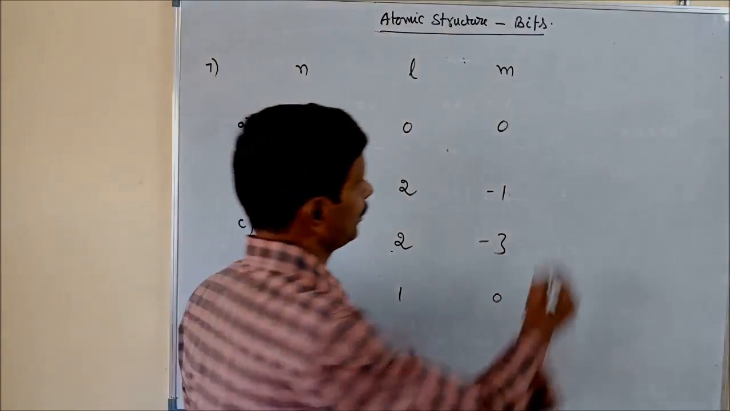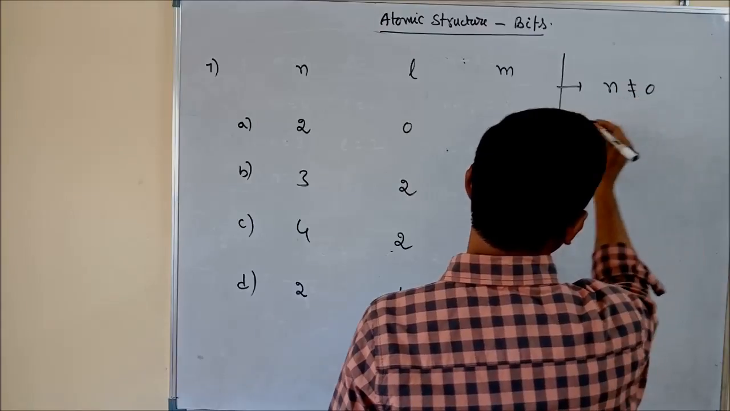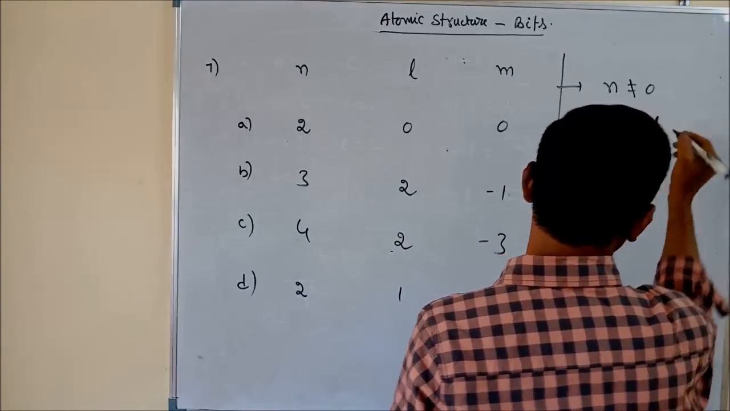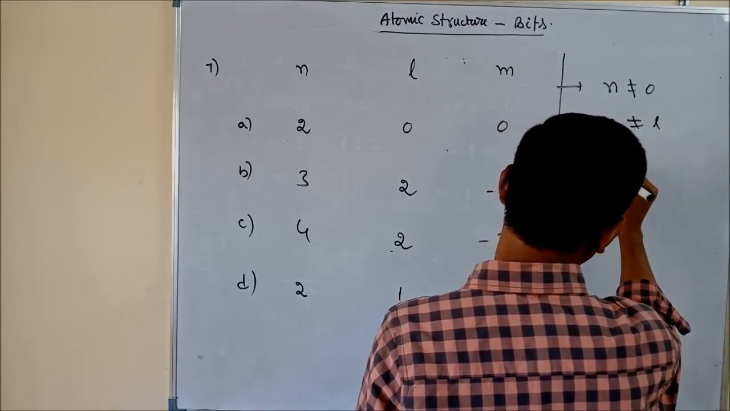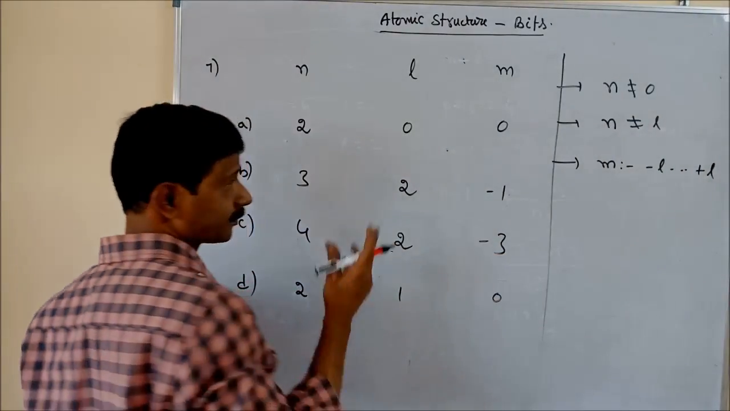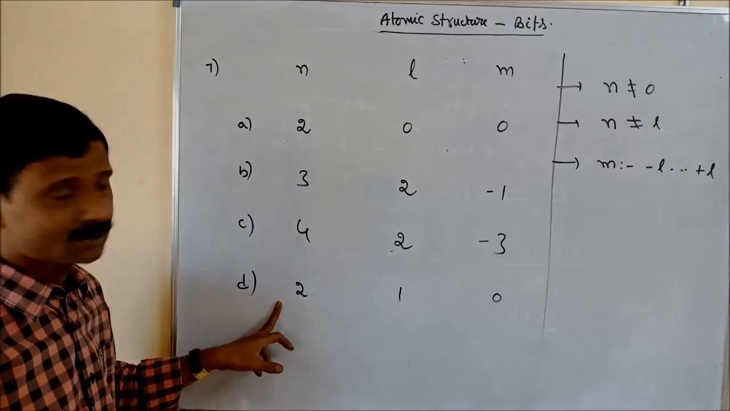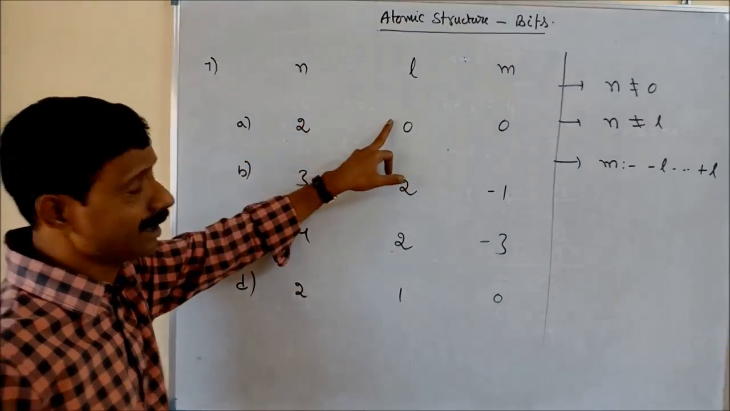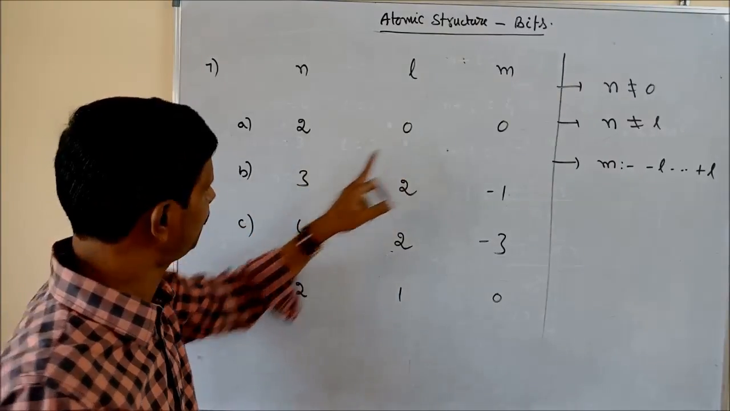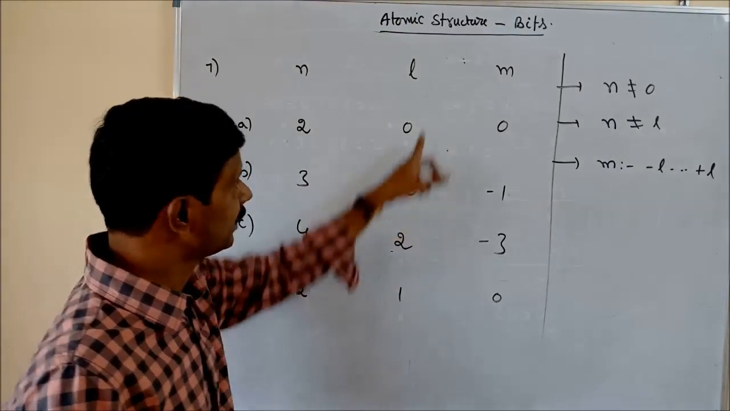Here, you have to recollect 3 important points. Means, n should not be 0. And another condition, n and L are not at all equal. And if you observe the m value, it must be between minus L to plus L only. So by having those points, first verify: is there any 0 for n? No. So regarding n, all are correct. Next come to L. L should always be less than n. See, n equal to 2, L equal to 0, acceptable. 3, 2, acceptable. 4, 2, acceptable. 2, 1, acceptable. These are also correct.